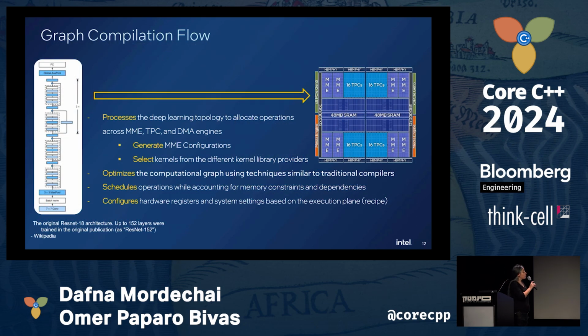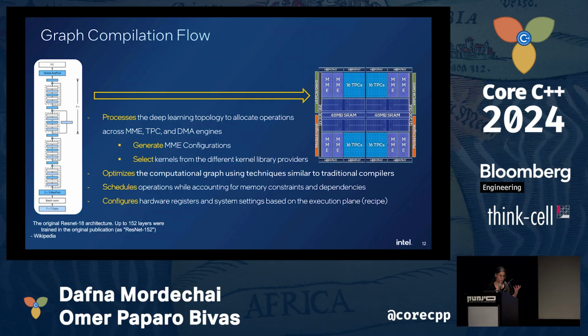So if we sum up the graph compilation flow, the graph compiler will receive some big computational graph that represents a deep learning workload, a deep learning topology. It will process it and allocate all the operations to any one of the engines. It will generate specific configurations for the MME according to the specific graph, and then it will select all the kernels it needs from the different kernel library providers. So now when we're looking at this graph, we already see three different compilers. One of them, the TPC compiler, is LLVM-based, and we use it before the graph compilation. Then the graph compiler itself, and the TPC fuser, the just-in-time compiler that will add some more binaries to the mix.